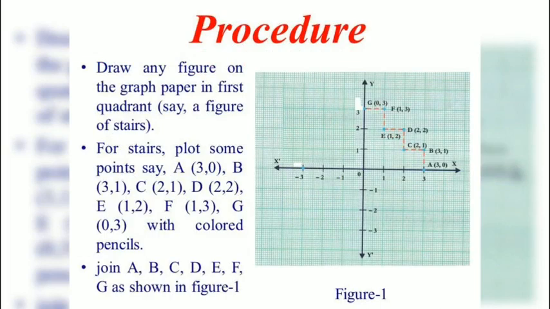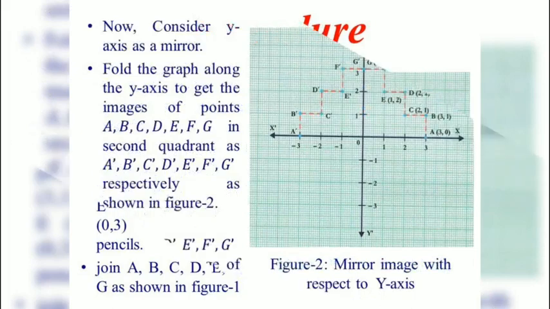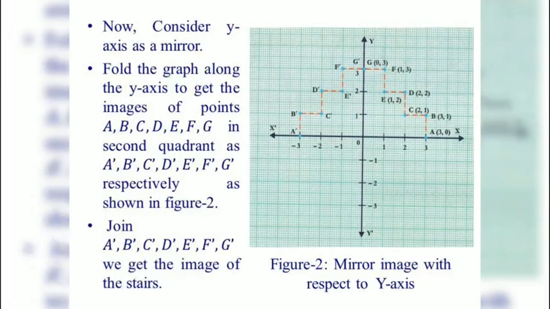Procedure: draw any figure on the graph paper in the first quadrant, say a figure of stairs. For the stairs, plot some points, say A (3,0), B (3,1), C (2,1), D (2,2), E (1,2), F (1,3), G (0,3) with a colored pencil. Then join A, B, C, D, E, F, G. So now consider the y-axis as a mirror.